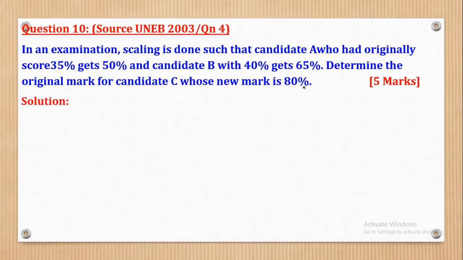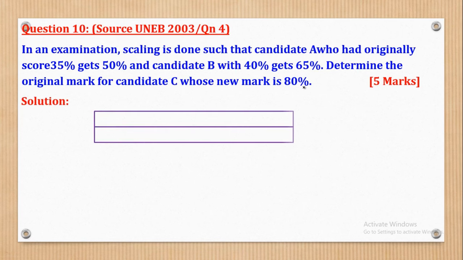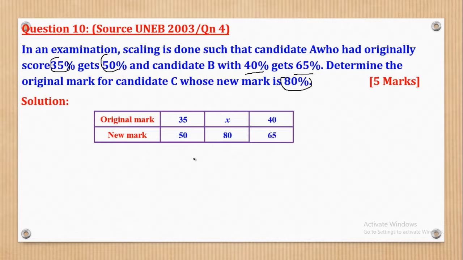So we are going to first extract out a table having original mark and new mark. The first one, the original mark is 35 and the new mark is 50, so we shall put 35 there and 50 there. Then this one, they want the new mark to be 80%, so we shall put 80% there and unknown value there. Then this one, the original was 40, new mark is 65, so we shall put 40 and 65 there.